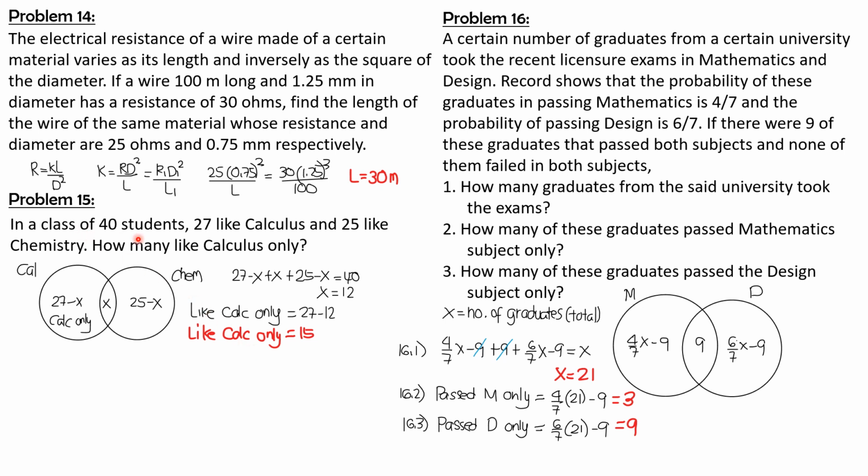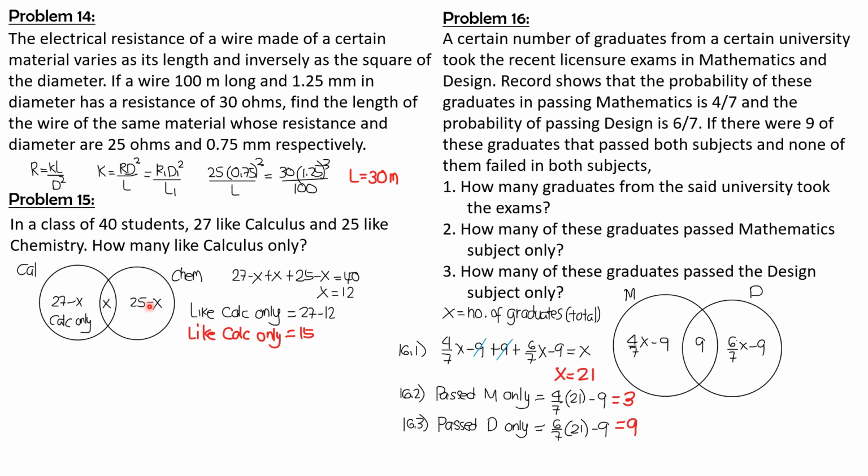Problem 15: in a class of 40 students, 27 like calculus and 25 like chemistry. How many like calculus only? So we will call x the number of students who like both calculus and chemistry. Therefore, 27 minus x are those students who like calculus only. Then 25 minus x are the students who like chemistry only.